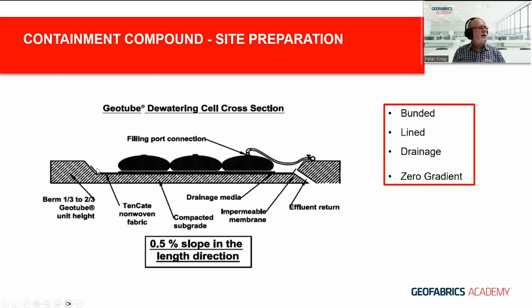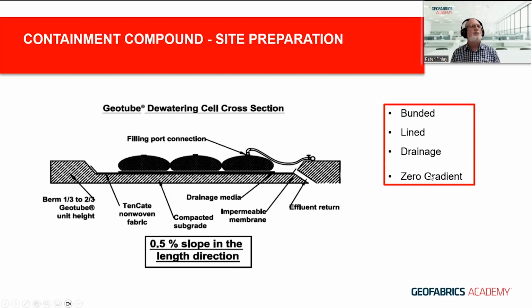Drainage: there is a benefit in having drainage, either a drainage composite or a drainage aggregate along the base underneath the geotube, especially initially when geotubes are pumped. There is a lot of water that comes out of the lower area of the geotube. So it's an advantage to get that water as quickly away from the base of the geotube.